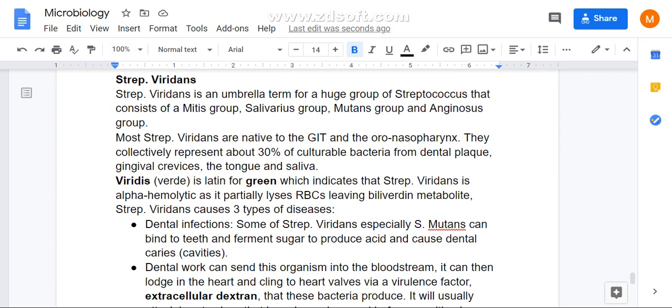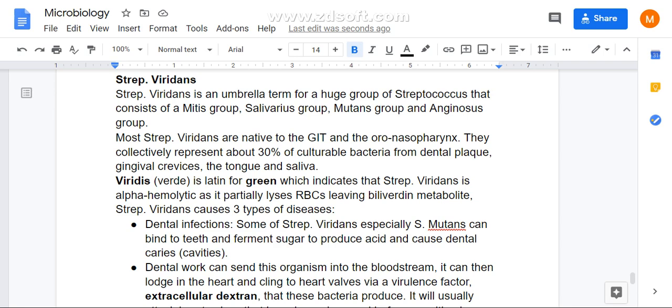We have another one, Strep Viridans. Strep Viridans isn't actually one type of bacteria. It's a large family of different types of strep. It's an umbrella term for a huge group of Streptococcus that consists of a mitis group, a salivarius group, a mutans group, and an anginosus group. I doubt you're going to have to remember every single Strep Viridans, but just note that these are the different groups.